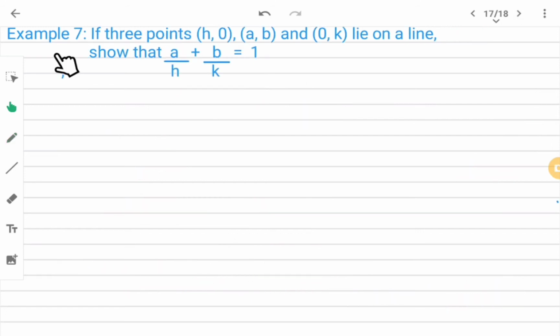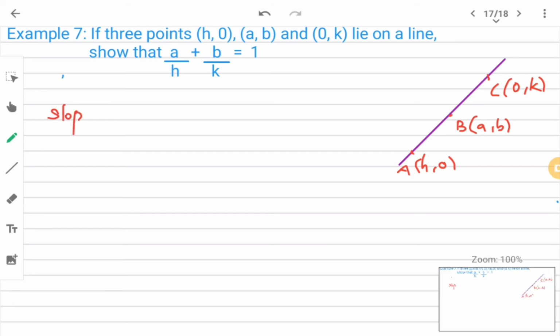Now, example 7. If 3 points (h, 0), (a, b) and (0, k) lie on a line, that means they are on the same line, therefore the 3 are collinear points. Using this, we need to prove a by h plus b by k is equal to 1. We already did one sum like this, that is collinear, right? So the points are: A is (h, 0), point B is (a, b), and point C is (0, k). All the points are collinear.